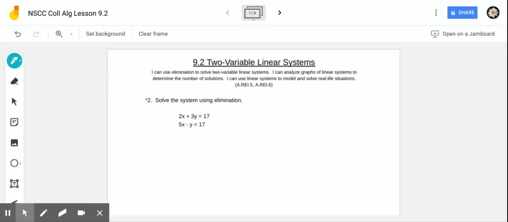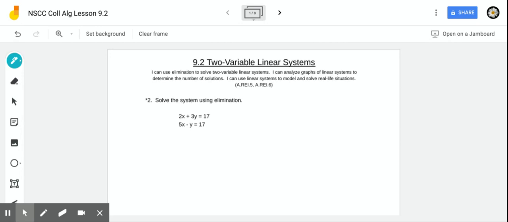In lesson 9.1, we reminded ourselves how to use substitution, and we used that to solve linear-nonlinear systems of equations. So today we're going to go back to just linear systems, and this time use elimination. I think elimination is my personal favorite. I think it's just a little bit cleaner. So we'll just remind ourselves how this works.